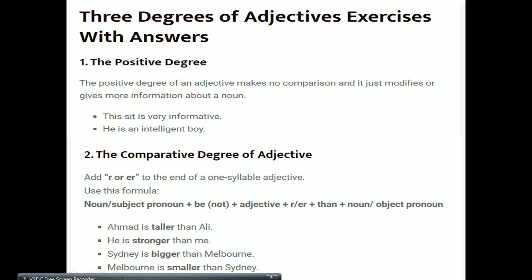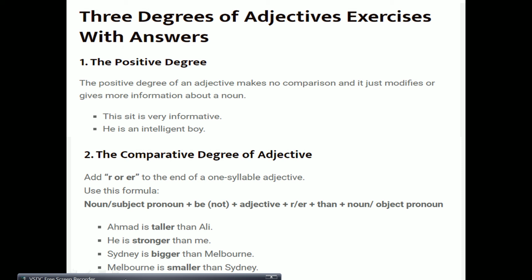He is an intelligent boy. So intelligent is the adjective of the boy, and we are getting information about the boy. In comparative degree, there is comparison. So we have to add R or ER when the adjective is of one syllable.